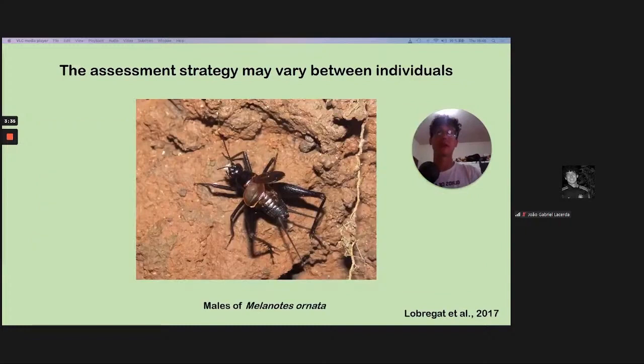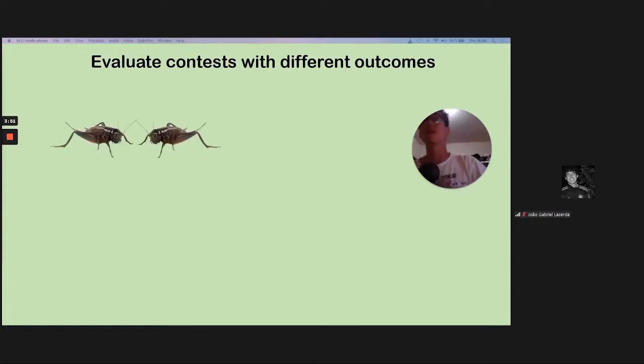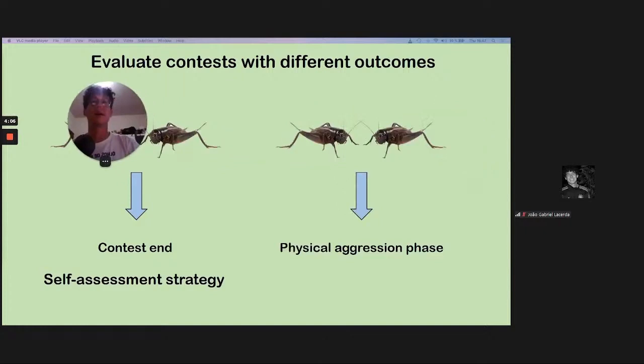On the other hand, there is another possibility. This is a more intriguing one. The assessment strategy may vary between individuals. In this study, they used a different approach: they evaluated contests with different outcomes. The first interaction of this contest is a non-contact display, an alternate touch between the crickets. If this contest ends in this non-contact display, males seem to perform a self-assessment strategy. But in the contests that precede a physical aggression, they found support for a mutual assessment strategy, which means that this is an efficient approach to test the possibility that the assessment strategy may vary between individuals.